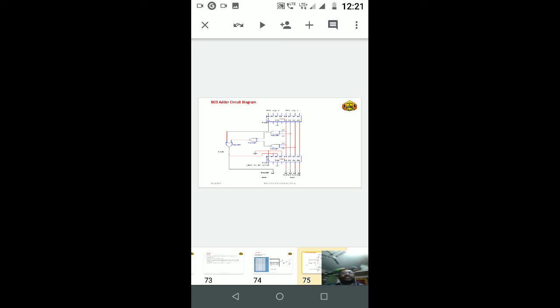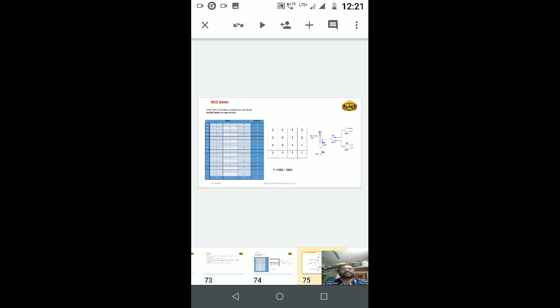So for adding 6 we calculated the equation in the previous slide. What is the equation? Y is equal to S3 S2 plus S3 S1. What is the use of this equation? To add 6 to that particular result, whose result is greater than 9 or whose carry is generated. For that purpose we found the Boolean logic equation, Y is equal to S3 S2 plus S3 S1.